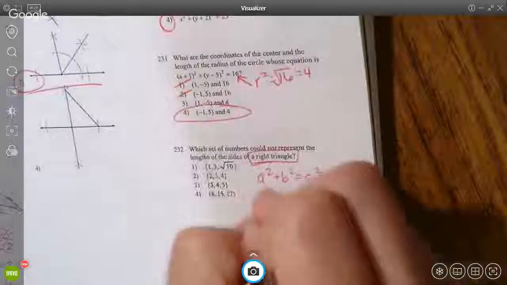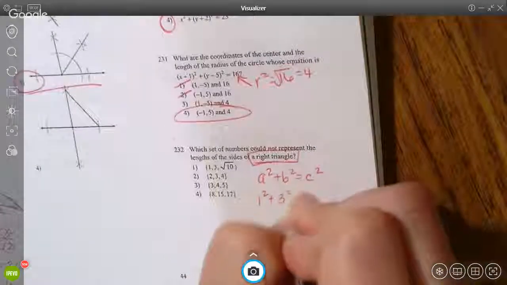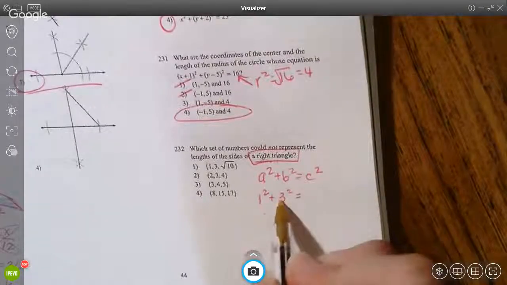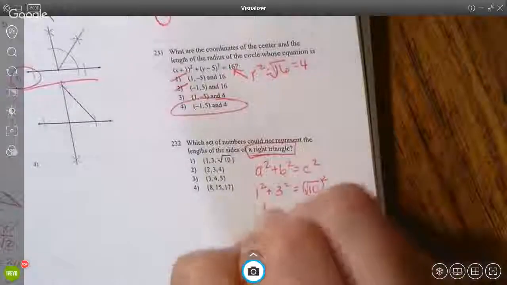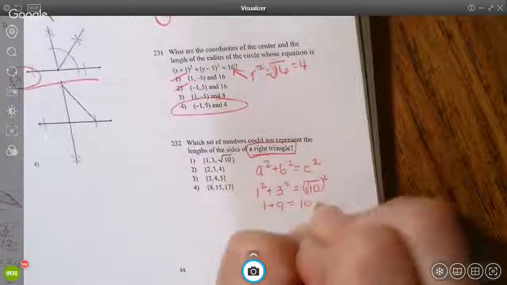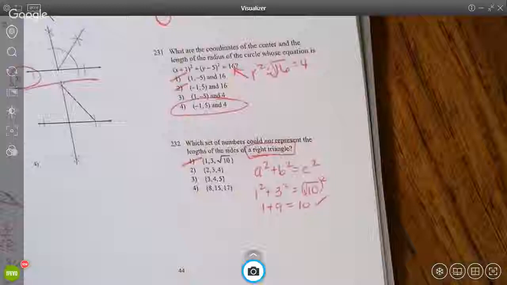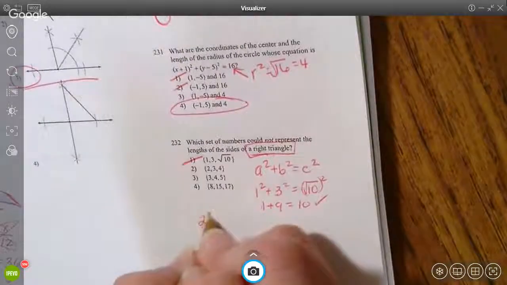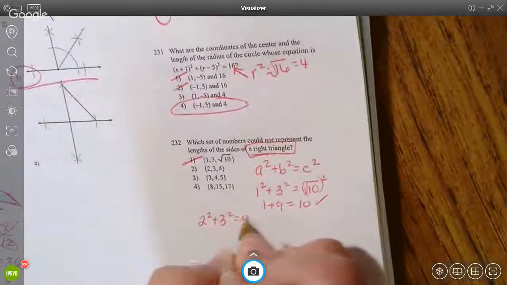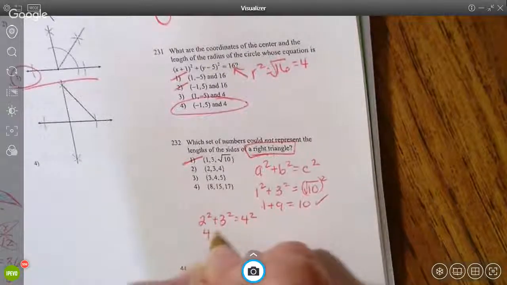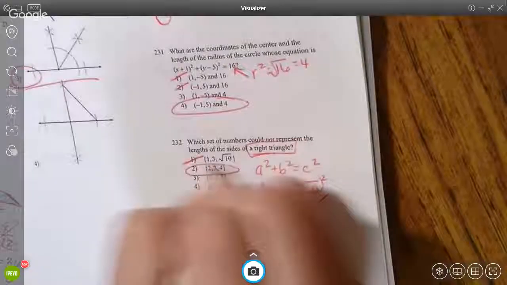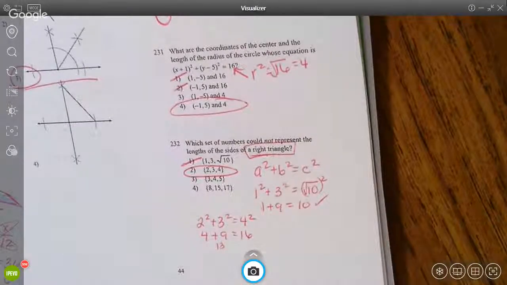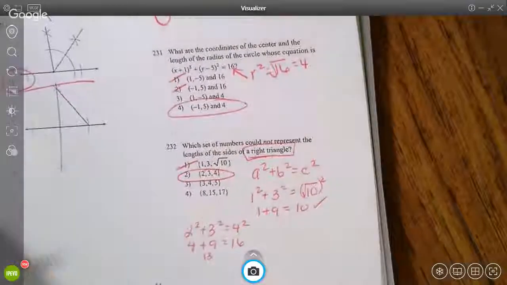So we've got 1 squared plus 3 squared equals the square root of 10 squared. Well, 1 plus 9, does that equal 10? Yes. So it's not choice 1. 2 squared plus 3 squared equals 4 squared. Well, that's 4 plus 9 equals 16. 4 plus 9 is 13, so that's the one that we're going to pick. The answer is 2. Not too bad.